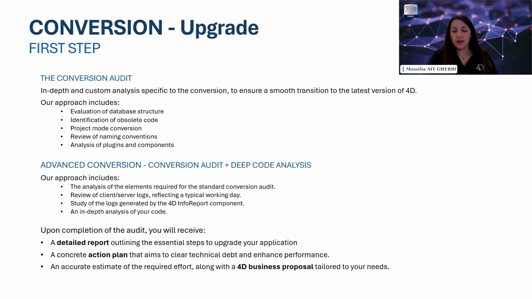Throughout this comprehensive assessment, we provide you with a clear view of the status of your application and the actions required to successfully convert. If you prefer an advanced conversion, we go further with an analysis of typical usage, client-server logs and with 4D info report generated data. We proceed also a deeper code review to recommend efficiency and performance improvements. At the end of the audit, you receive a full report on your application listing the essential steps to upgrade your application and a step-by-step action plan to clear your technical debt if you choose the advanced conversion. And finally, a project estimate along with a 4D offer tailored to your needs.